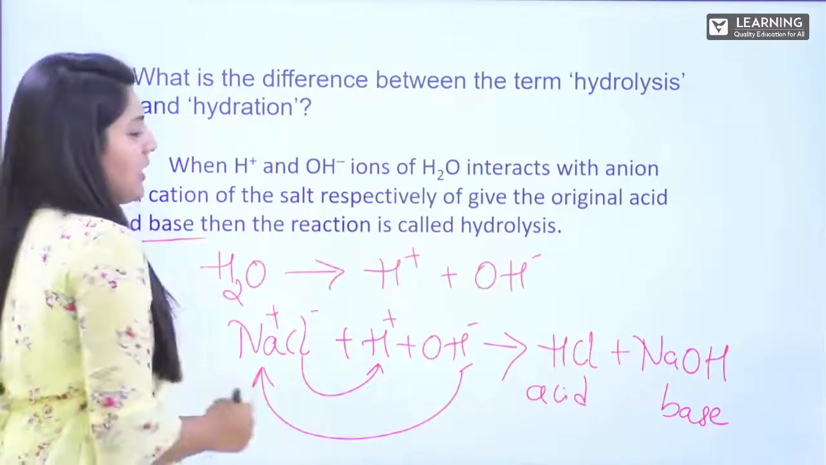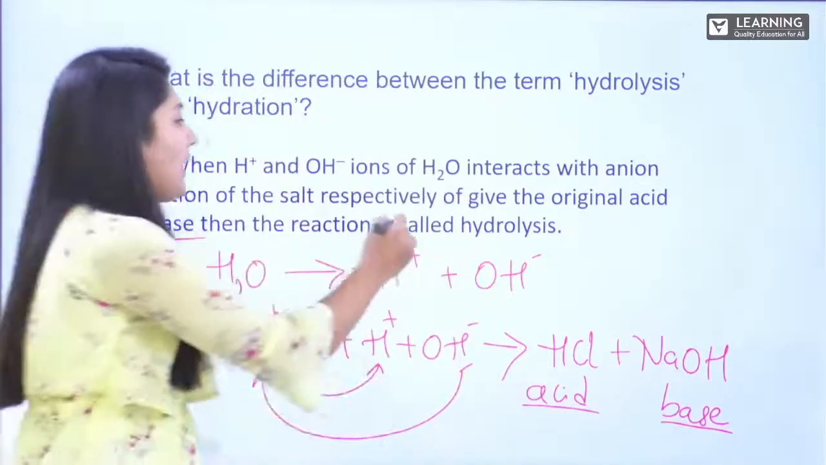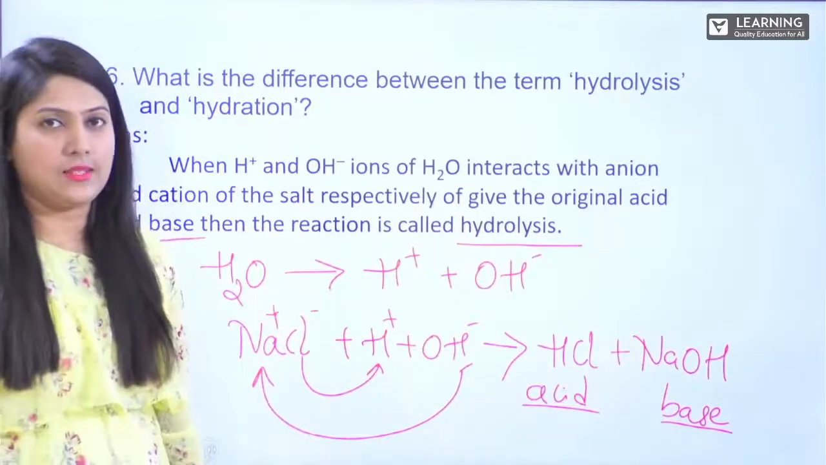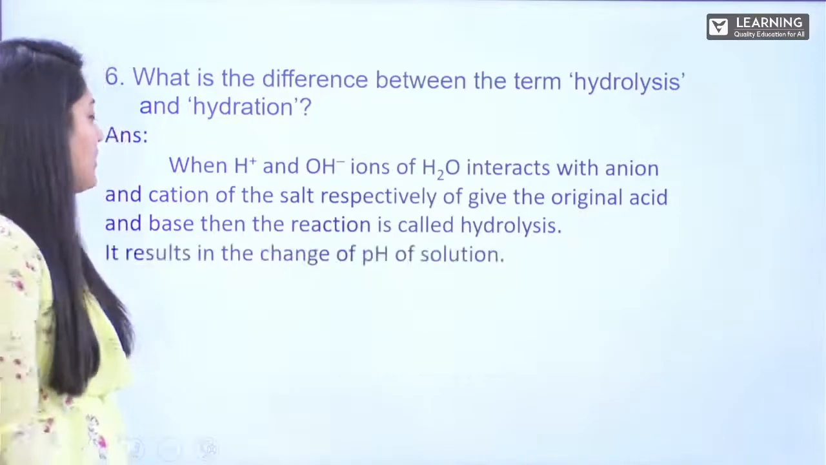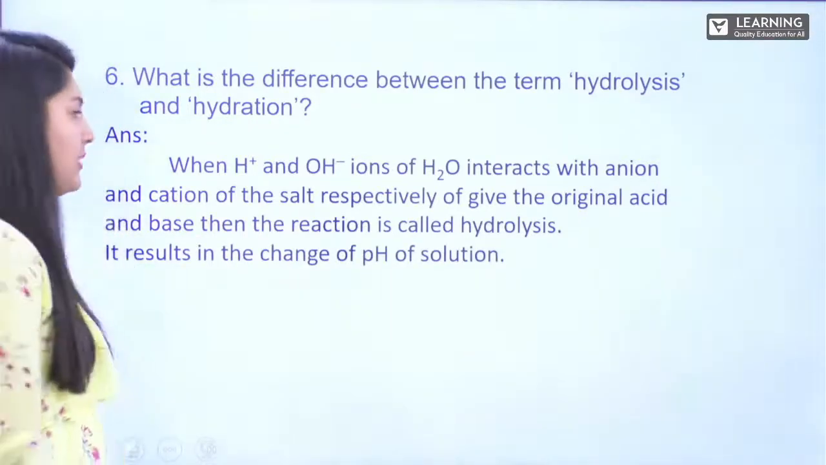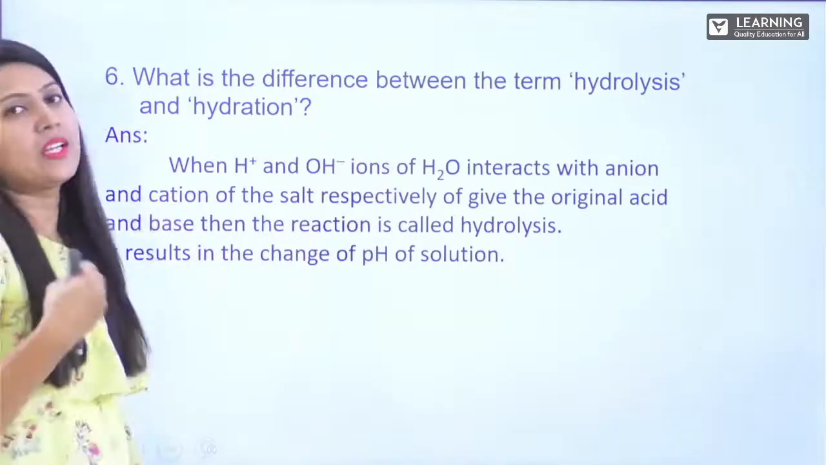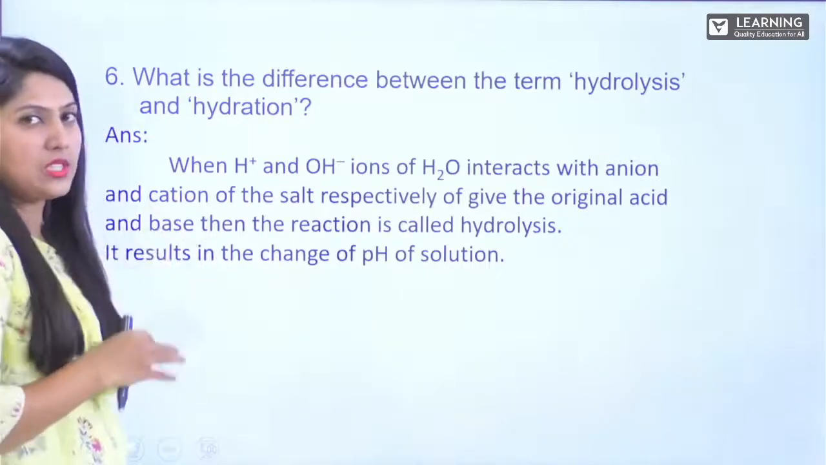What is the original acid and base? That is HCl and NaOH, and that reaction will be termed as hydrolysis. Hope you understand this. So it results in the change of pH of the solution, obviously, because when the acid and base are being formed, it will be altering the pH level.